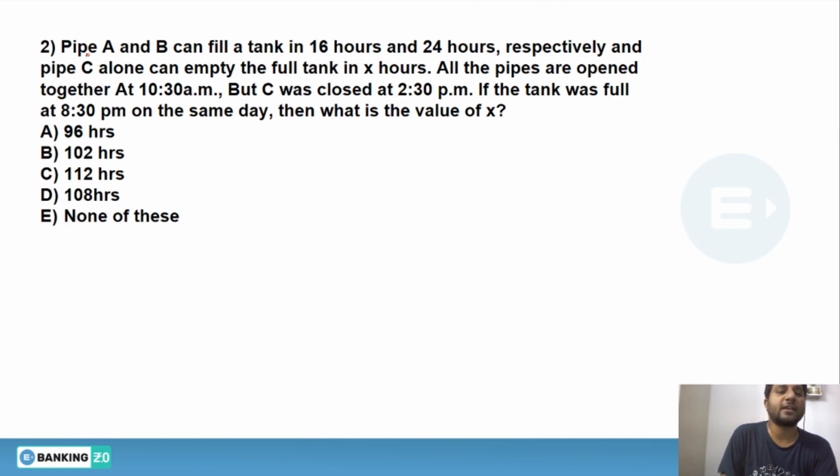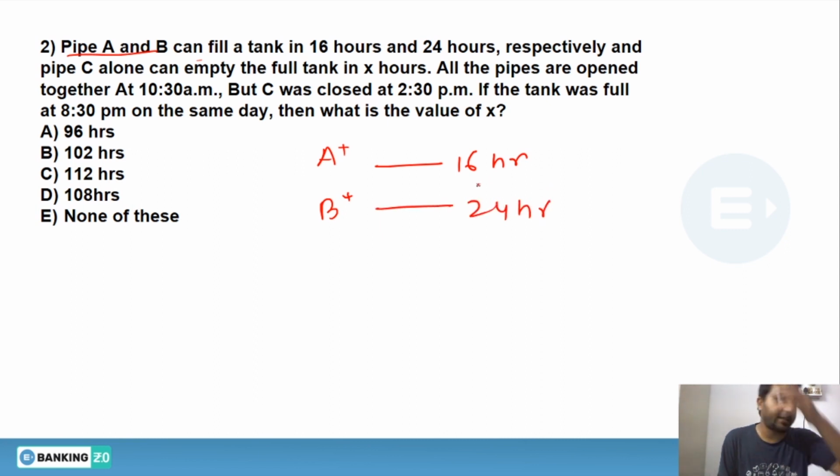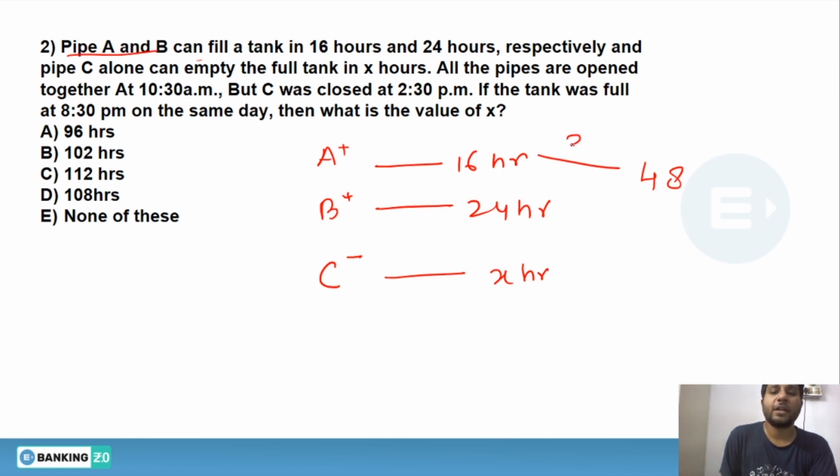The next question says that pipe A and pipe B can fill a tank, that means these 2 pipes are for filling, in 16 hours and 24 hours respectively, and pipe C alone can empty the full tank in X hours. As you can see, we have found the LCM of pipe A and B, which would be 48, so 6, 3 and 2, and 48 by X.